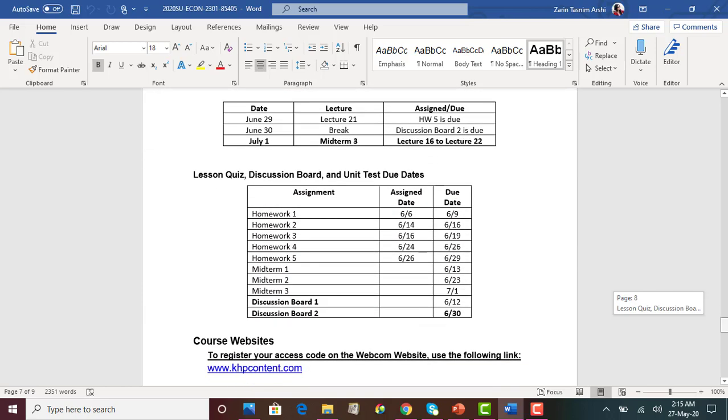Okay, and then finally at the bottom, again, I created another table for you, so you'll know when the homeworks will be assigned, and when they are due, and when are the midterm exams. So I give you the dates. So if any questions, feel free to email me.